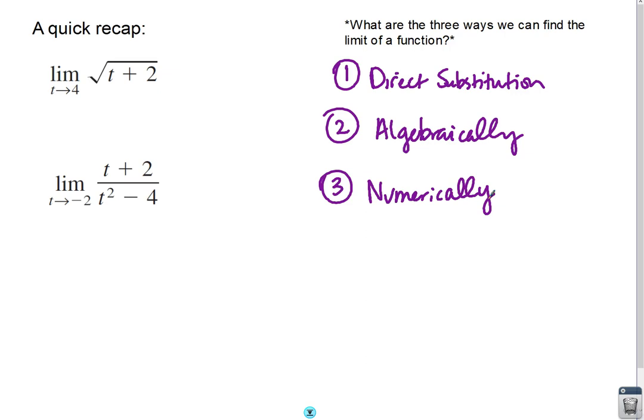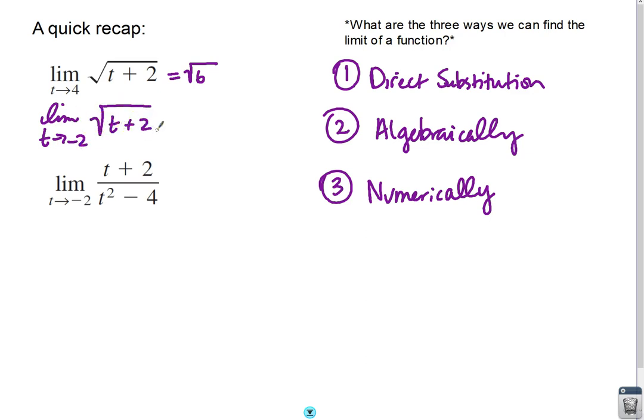So looking at these two limits that we have right here, the limit as t approaches 4 of the square root of t plus 2, this one's a pretty basic direct substitution. I would just plug in the 4 and I would end up with the square root of 4 plus 2, which is just root 6. Now, what if this question had been written as the limit as t approaches negative 2 of the square root of t plus 2?